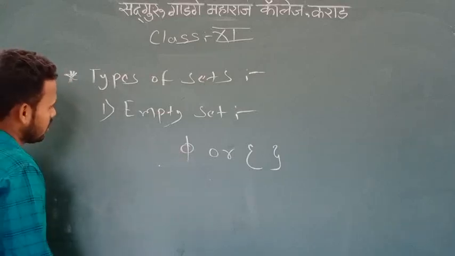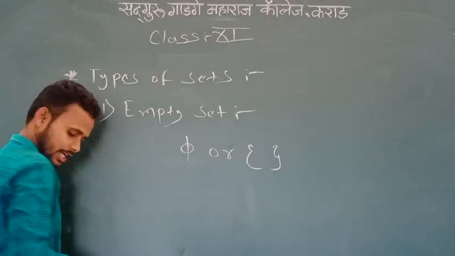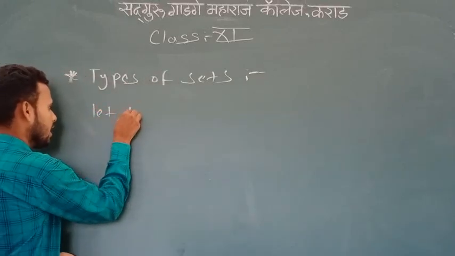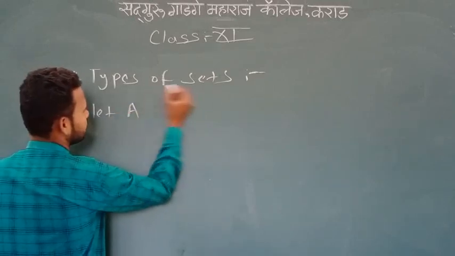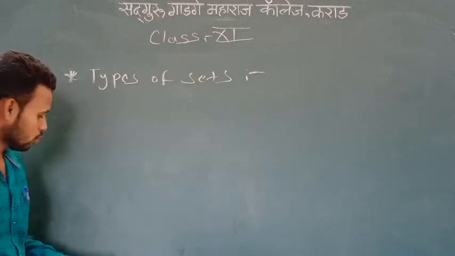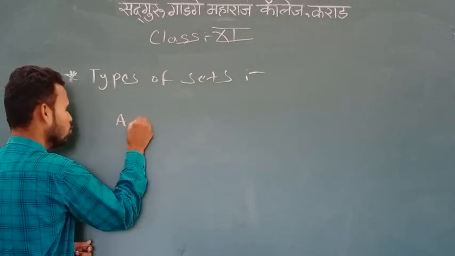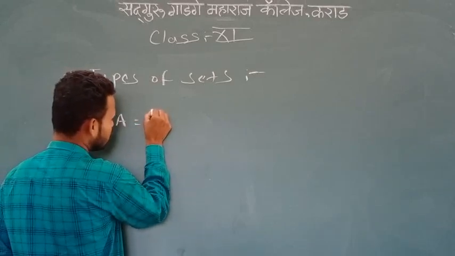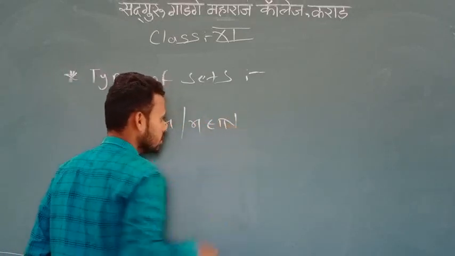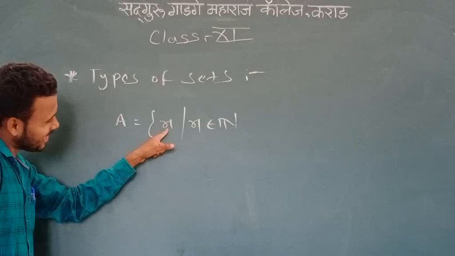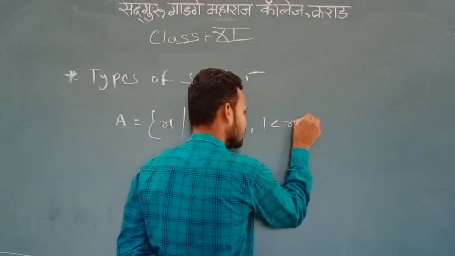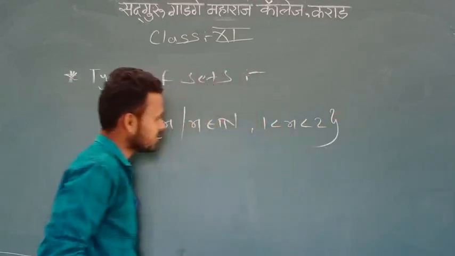For example, let A be equal to the set containing x such that x belongs to the natural numbers. Let A equal the set containing x such that x belongs to natural numbers. कोणते natural number घेतोय, 1 < x < 2.